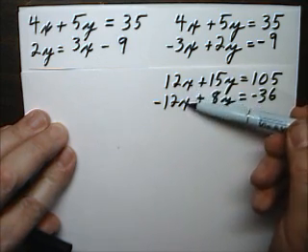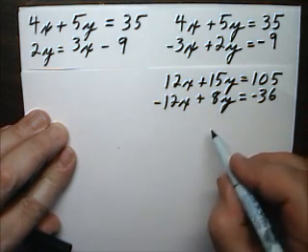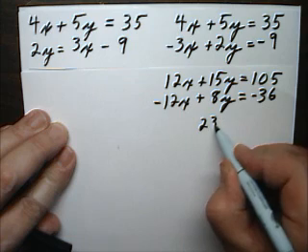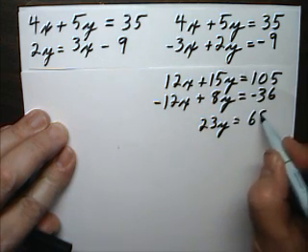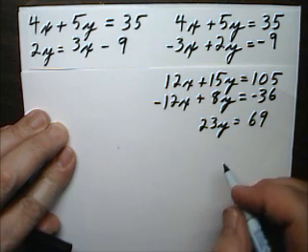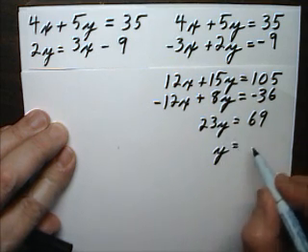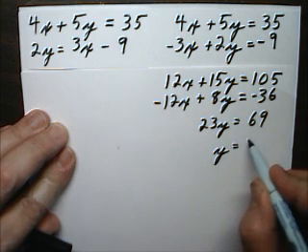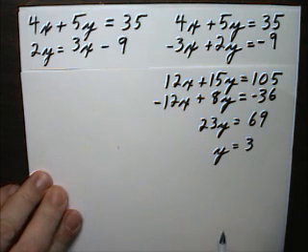See, and now when I add them up, the 12x and the negative 12x add up to 0. So this is going to be 23y equals 69. And now when I divide both sides by 23, y equals 3. And all that's left to do is figure out what x is.